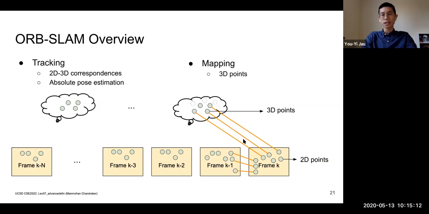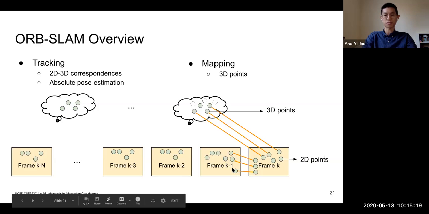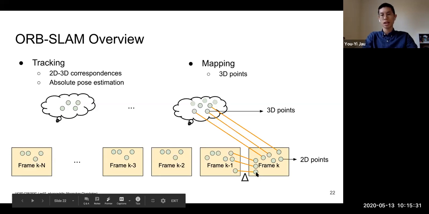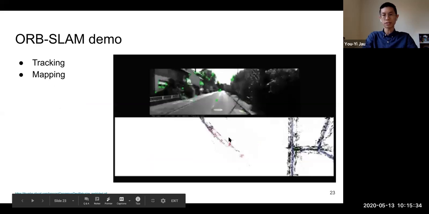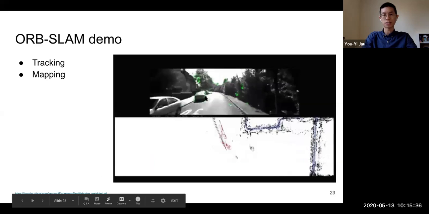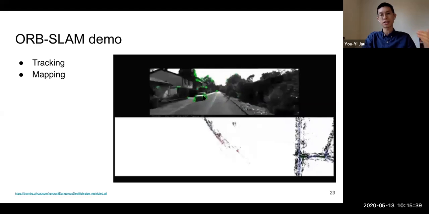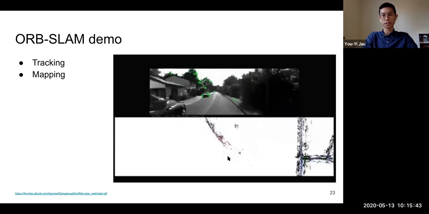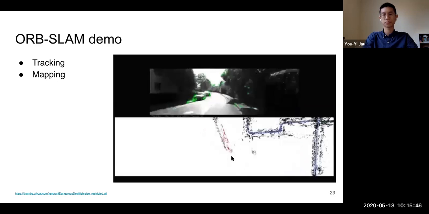So in the mapping step, let's assume we have the 2D correspondences here and the relative camera pose from frame K-1 to frame K. We can do triangulation to lift the 2D points to 3D and further add them into the map. We can see the demo here. These points are observed in 2D, but further lifted and triangulated and added into the global map, as shown in some black dots here.